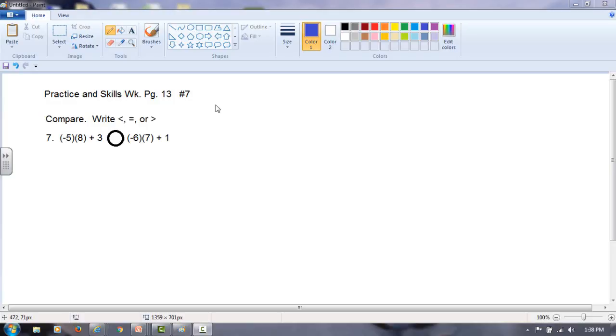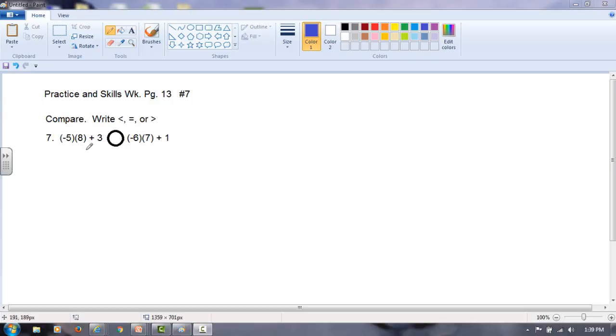This problem is from the Practice and Skills Workbook, page 13, problem number 7. Compare, write less than, equal to, or greater than. And our problem is -5 times 8 plus 3 compared to -6 times 7 plus 1.